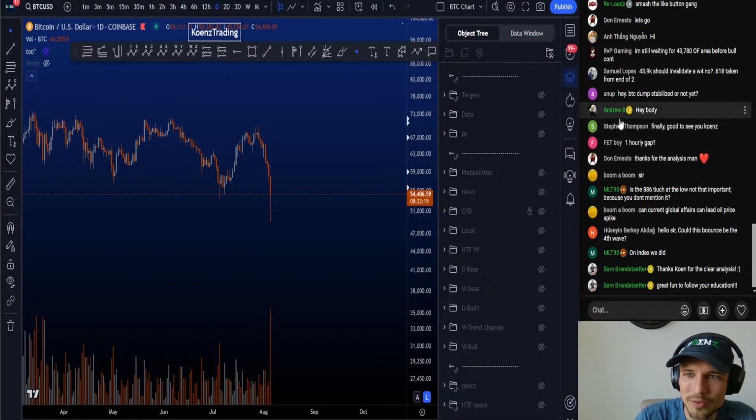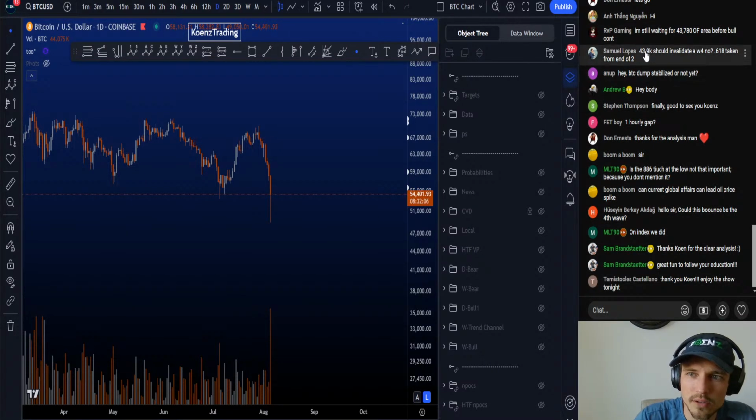Cheers, Stephen. Andrew, good to have you here as well. 43.7, yeah, 45k is also interesting as long as we don't move below 38. That would be a problem. No, it's 37.7 for wave 4 on the log chart and logarithmic settings. The 886 touch at the low is not an 886 on index.